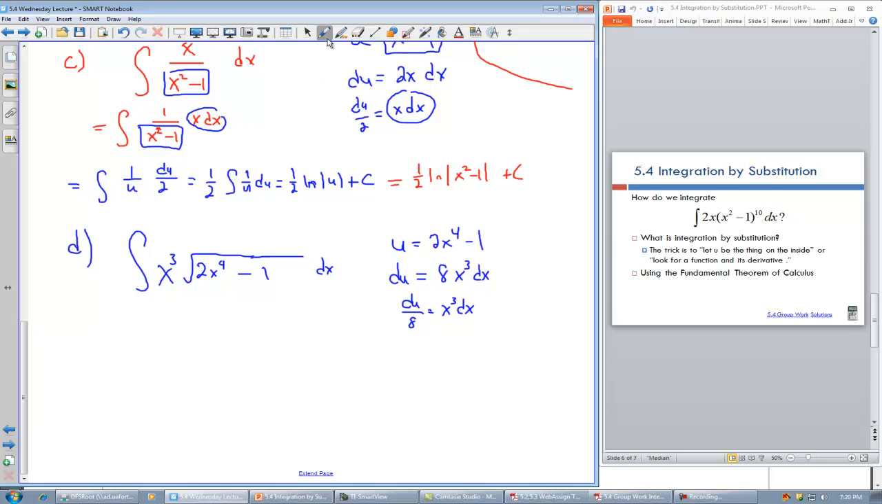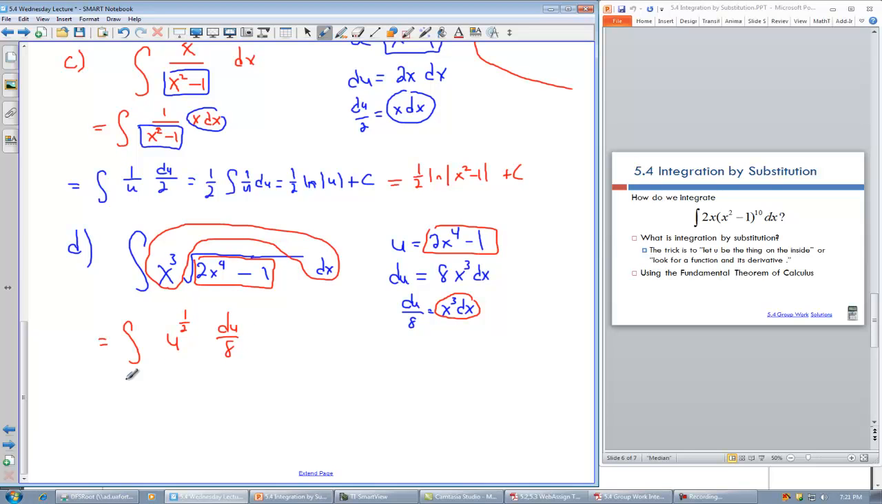So when I go back to substitute in for 2x to the 4th minus 1, what I see is that this is a u. Great. And then this thing, x cubed dx, is actually du over 8. So this is equal to the integral of u, and it's a square root, so I'll put u to the 1/2, and x cubed dx is du over 8. You can pull out the 8, so that's 1/8 the integral of u to the 1/2 du.